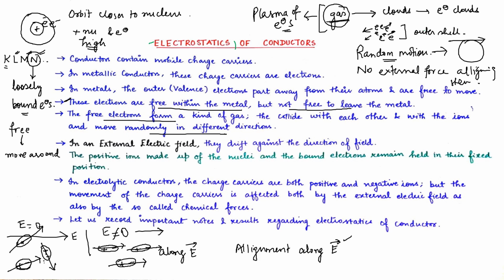So in an external electric field, they drift against the direction of the field. Positive ions made up of nuclei and the bound electrons remain held in their fixed positions. This is a very important point. These two different properties, in the presence of an electric field and in the absence of an electric field, are being shown by the loosely bound electrons.